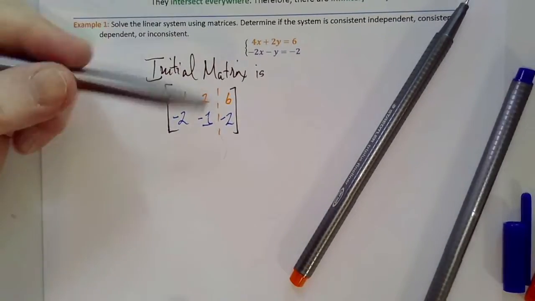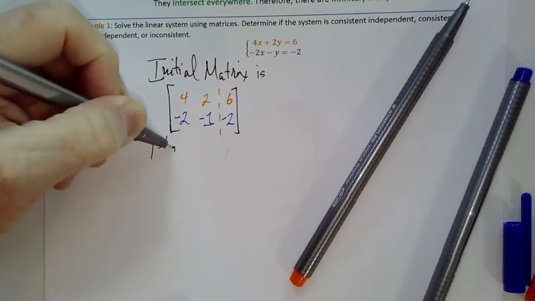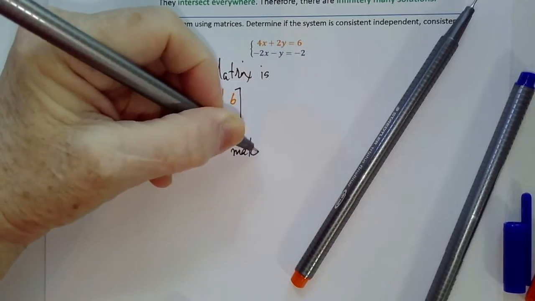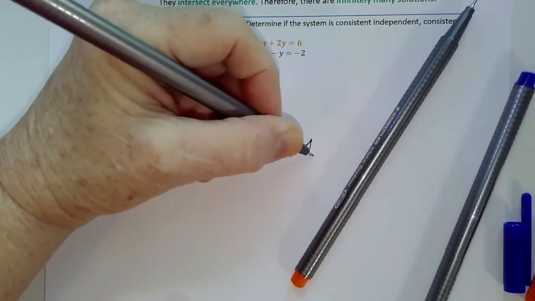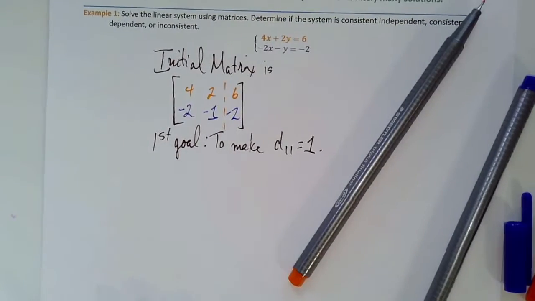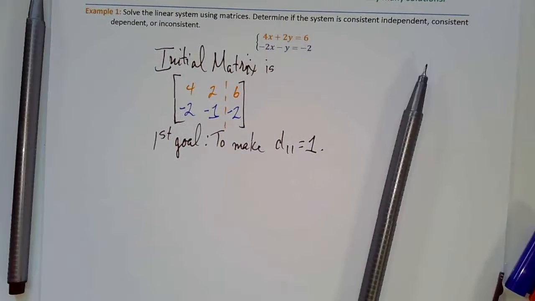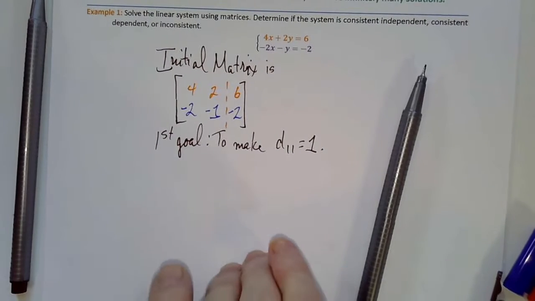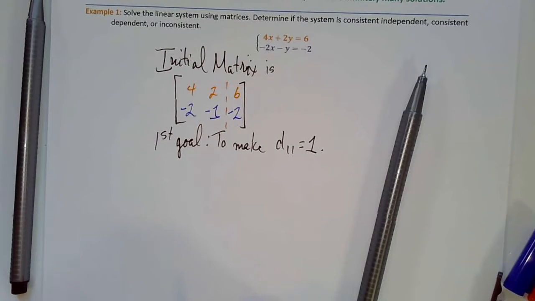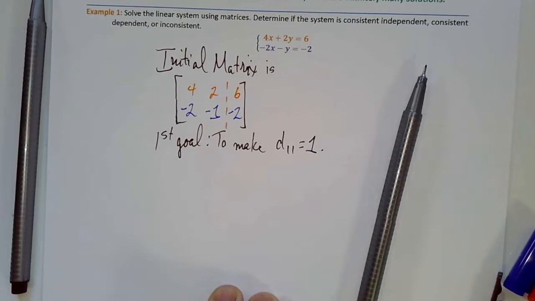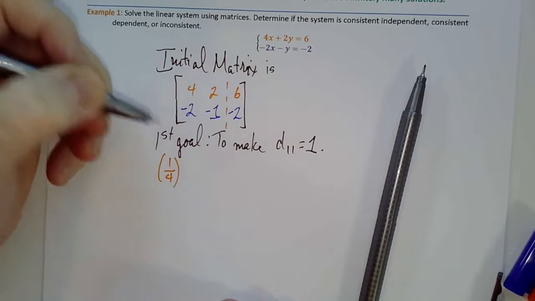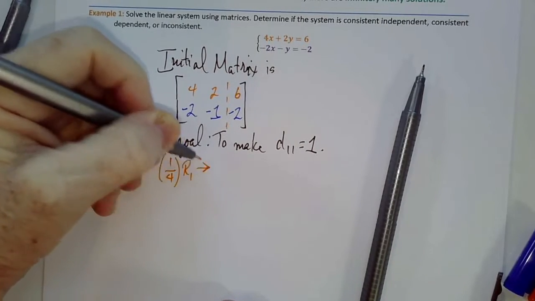Remember, our first goal is always to make D11 equal to 1. Right now, D11 is 4. Notice that this time, in order to make D11 1, we're going to have to multiply by the reciprocal of the current D11, which will be 1 over 4. So we're going to use the command 1 over 4 times R1 will give us a new R1.